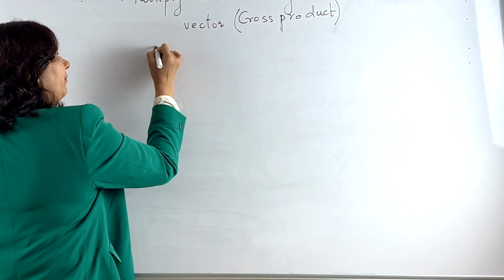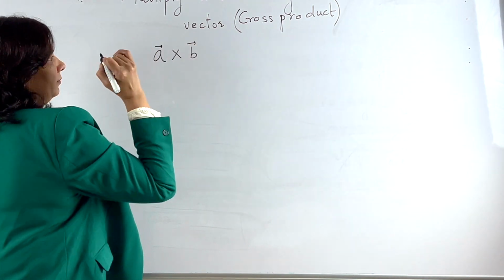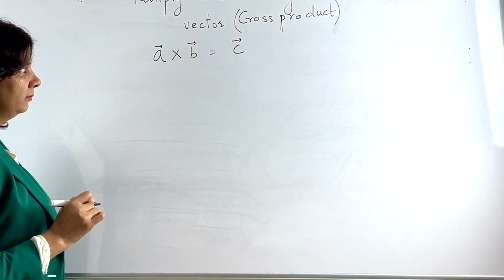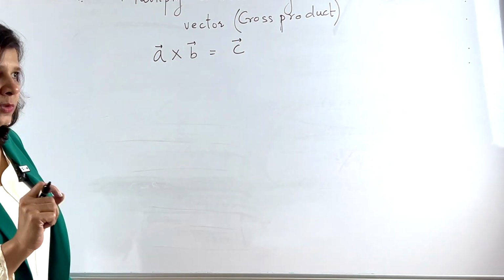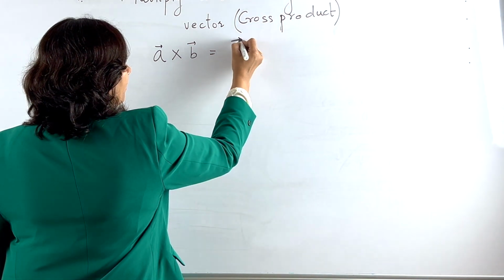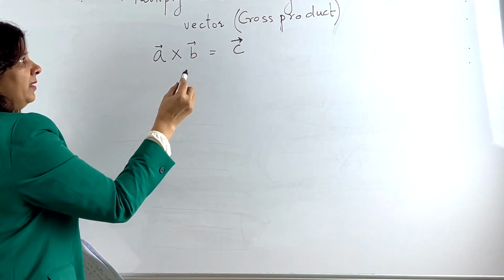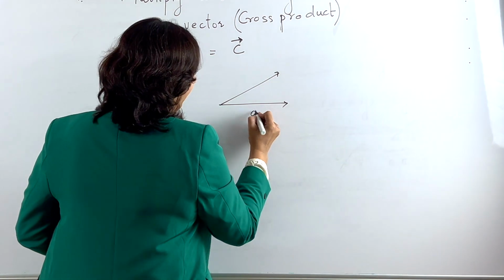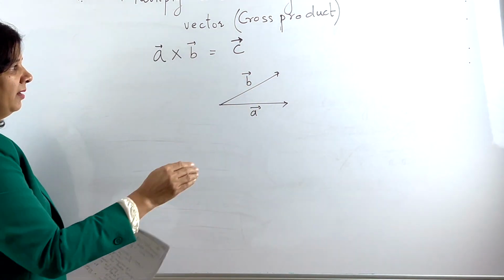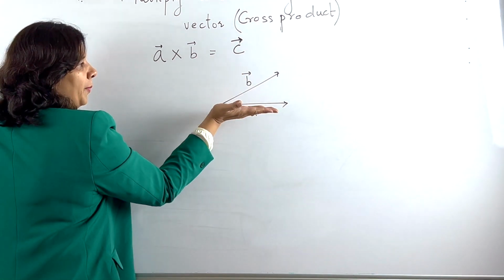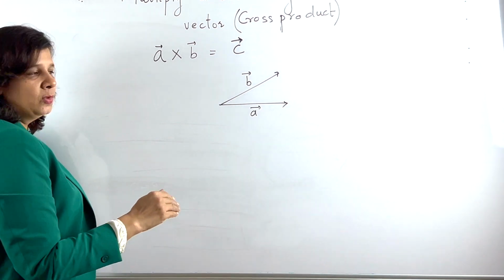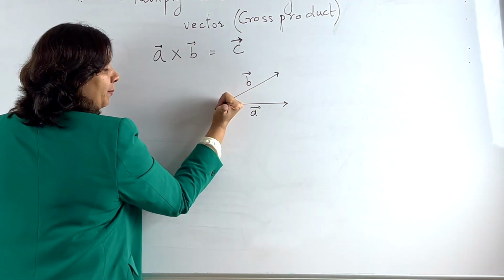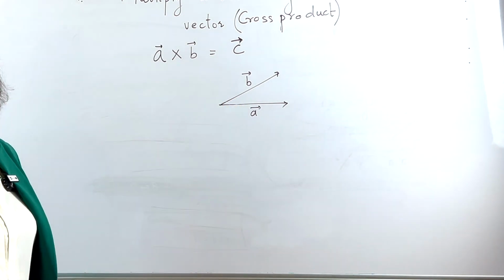This is denoted by vector A cross B, okay, and this is equal to another vector C. We will see that the direction of this vector, so for example if I take A cross B, the direction of C will be perpendicular to A and perpendicular to B. So as I sweep my hand from A to B, the direction perpendicular to this board will give you the direction of vector C, okay.